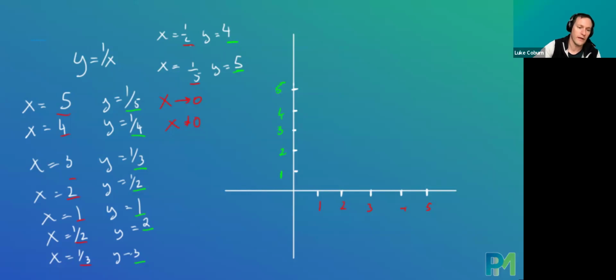So let's plot the points, and then we're going to see what I'm talking about. When x is 5, y is 1/5. It's right there, like in between. When x is equal to 4, it's 1/4, just slightly bigger. 1/3, 1/2, 1. And then when x is equal to 1/2, it's 2. When x is equal to 1/3, it's 3. 1/4, it's 4. 1/5, something like this. And so we get a shape that looks like this.